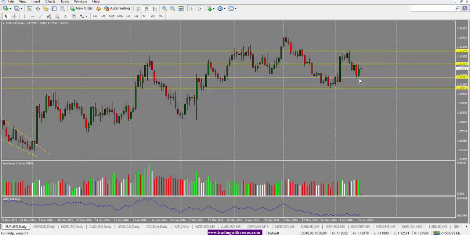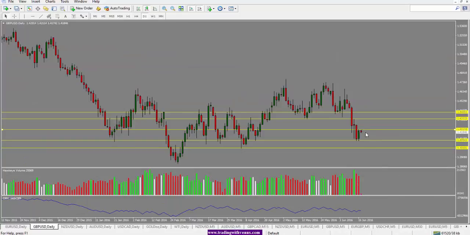1.1400 here. And if the price breaks down below 1.1180, we'll be looking for the price to continue lower into 1.1100. In the meantime, we are looking to sell at the top of the range and buy at the bottom of the range.